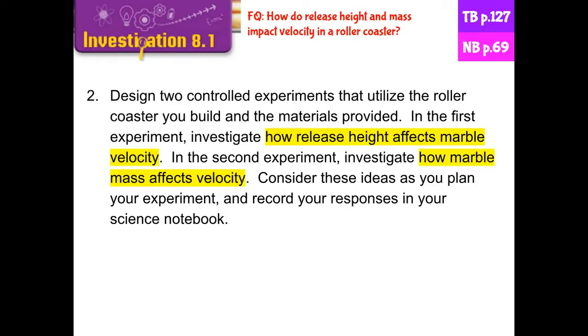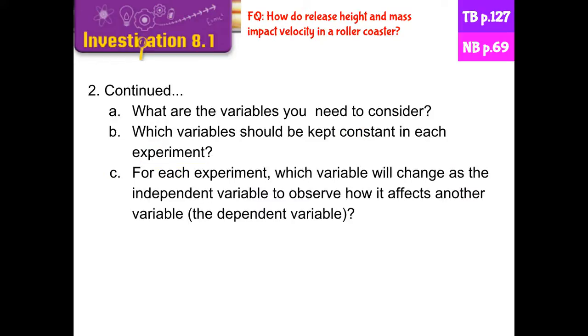You're going to be designing a controlled experiment to investigate how release height affects marble velocity. And then in the second experiment, you'll be checking out how marble mass affects velocity. So 2 different experiments within one investigation. You're going to be outlining the variables that you need to consider. If you're putting this in your notebook, I might recommend making 2 columns for this, one for the mass affecting the velocity and one for the height affecting the velocity.